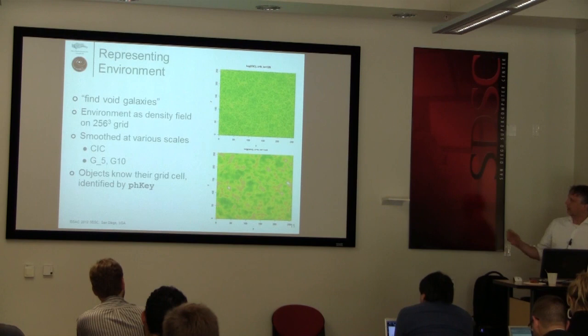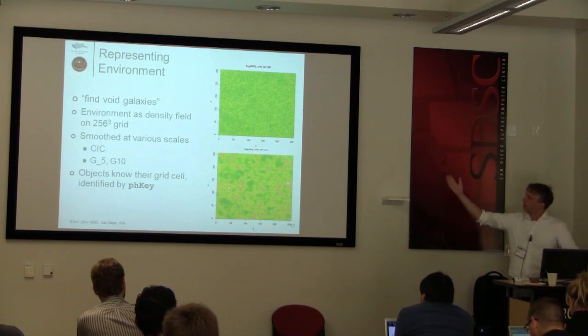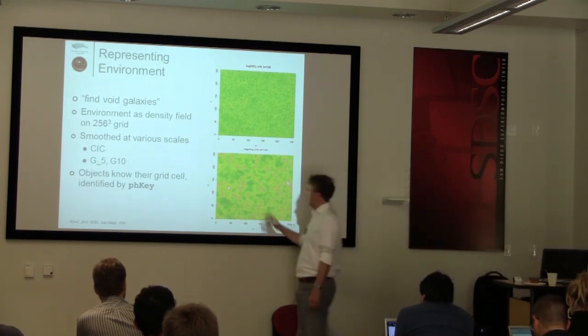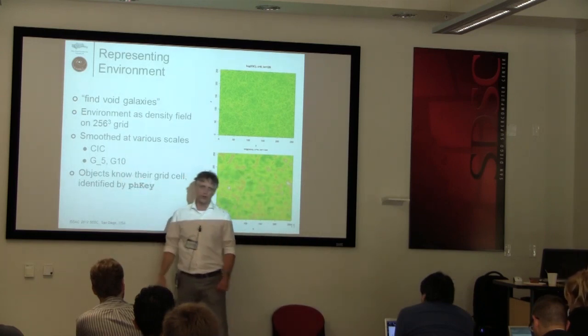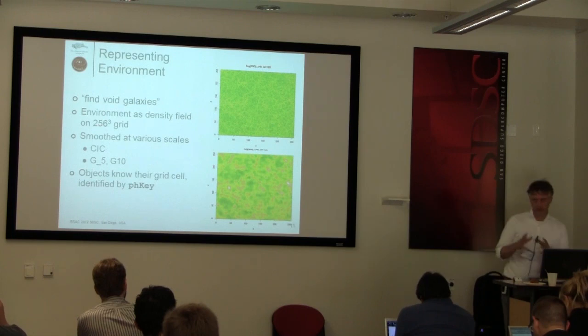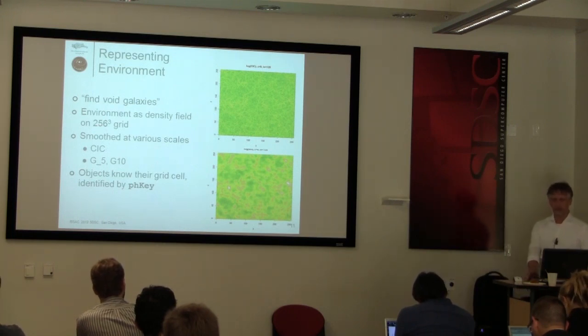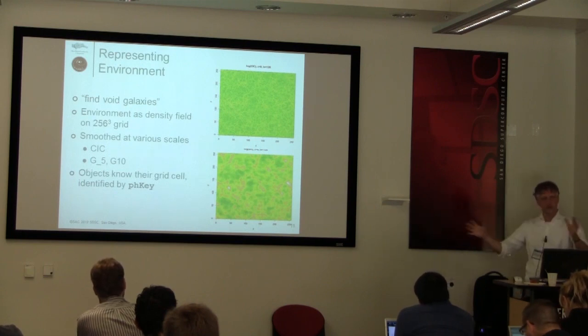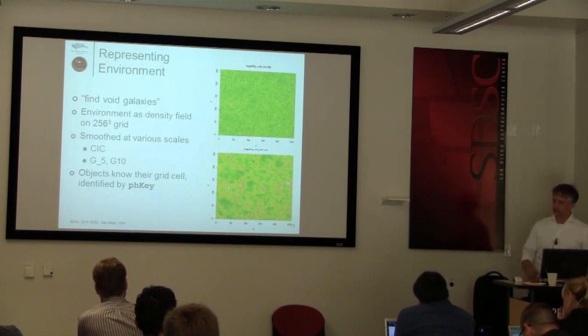So what this now means is that if, for a given object, I know its PH key, as we call it, then I can go to the density field and look up, for example, what is its value of the density field at that position, smoothed at 10 megaparsec. So now you could start asking, this is a rough approximation of the real environment. Now it won't say I'm in a filament or in a cluster. It will just say the density smoothed at a certain radius has a particular value.